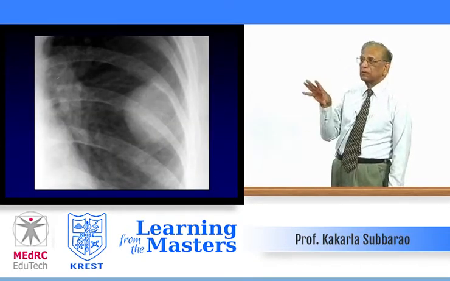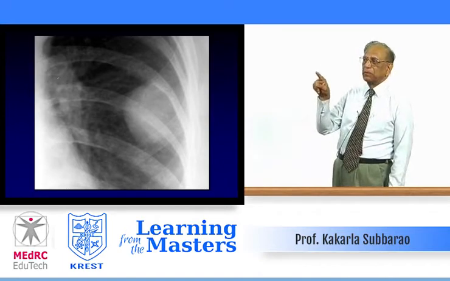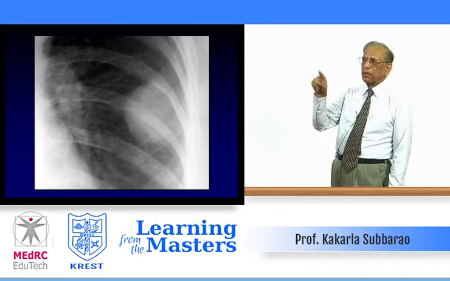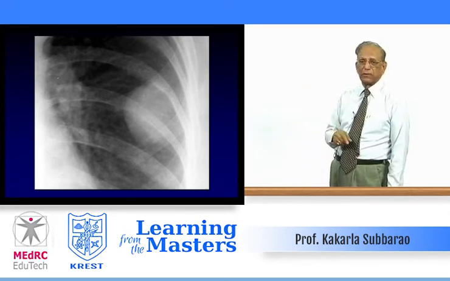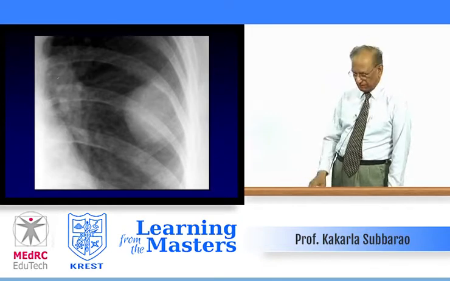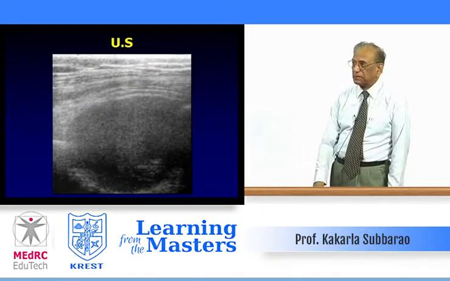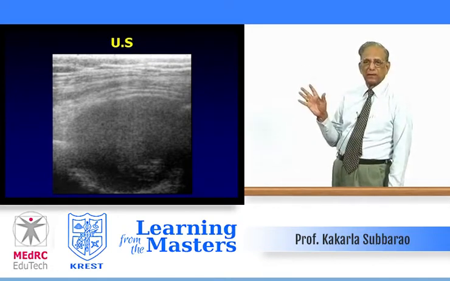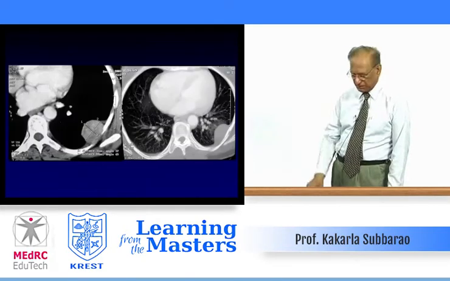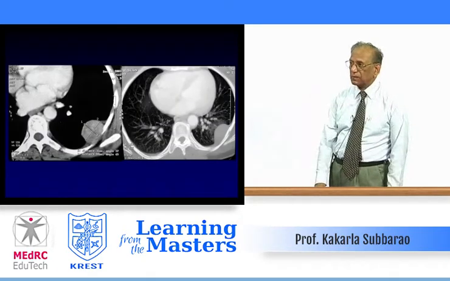A cone view, notice the erosion of the rib. Notice the ovoid appearance, not so round like a coin, ovoid appearance of the soft tissue mass. And there are no calcifications. Ultrasound, homogeneous, it's not cystic, monotonous type of appearance, solid structure. CT.